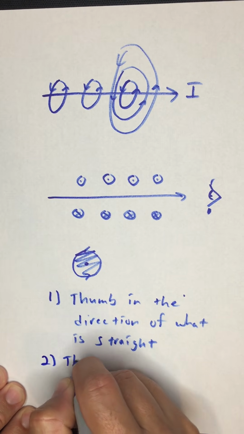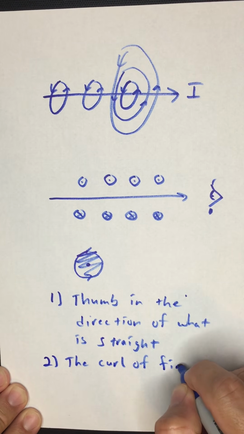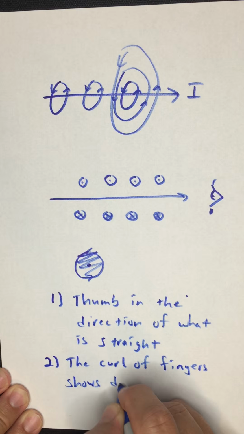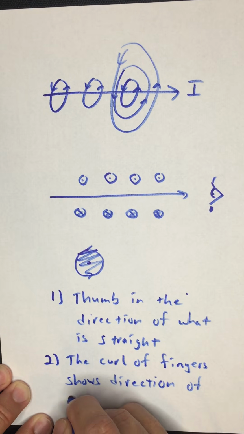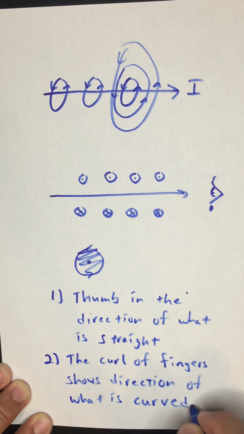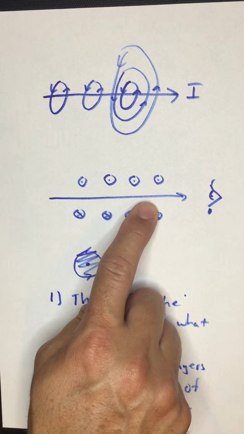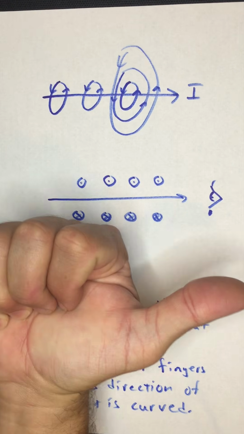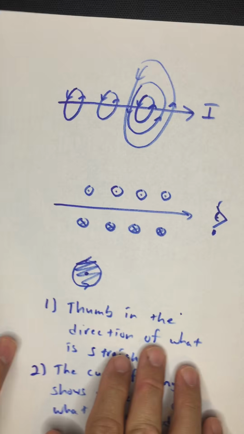Then the curl of my fingers shows the direction of what is curved. My thumb is going to be straight, my fingers are going to curl. In this case, the wire is straight, so I'm going to put my thumb in the direction of the current this way. And then my fingers are going to show me the direction of whatever's curved. In this case, that's the magnetic field.